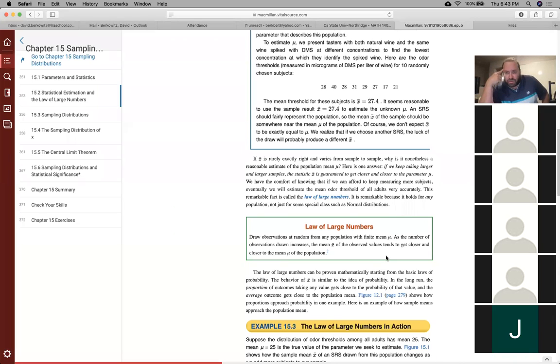It gets closer and closer to the mean of the entire population. Okay, so sorry about the interruption, but you have the sample average X bar, and the sample average X bar is your guesstimate of the parameter mu.